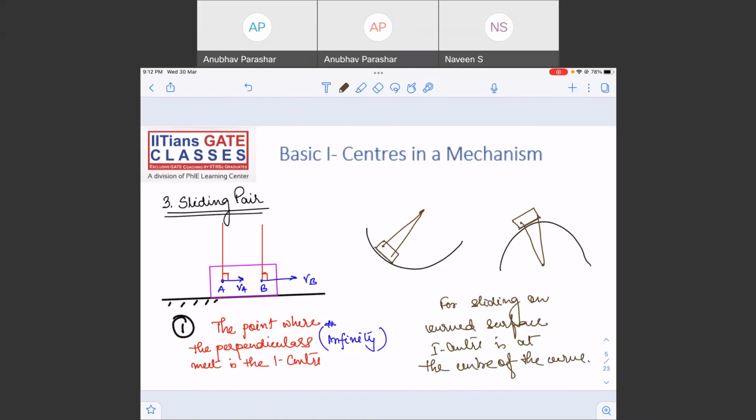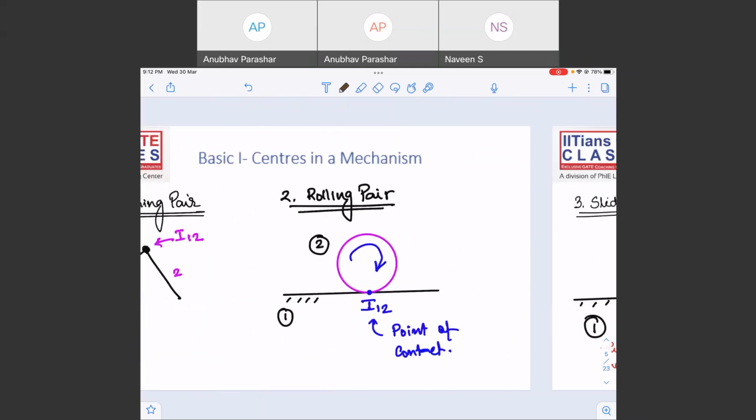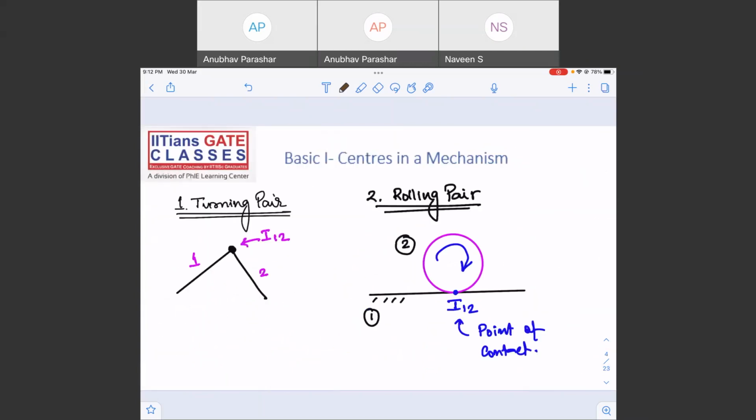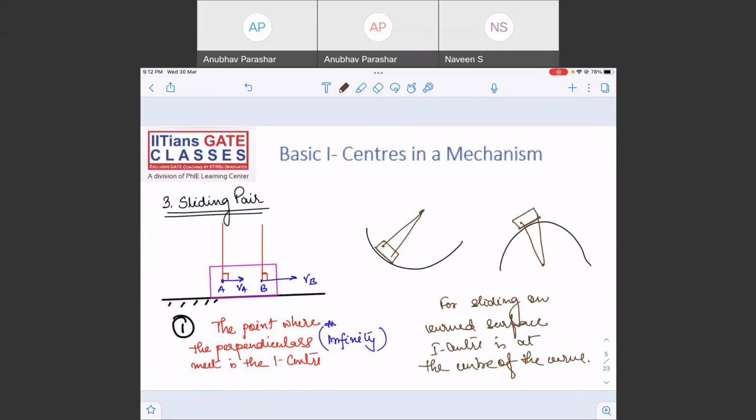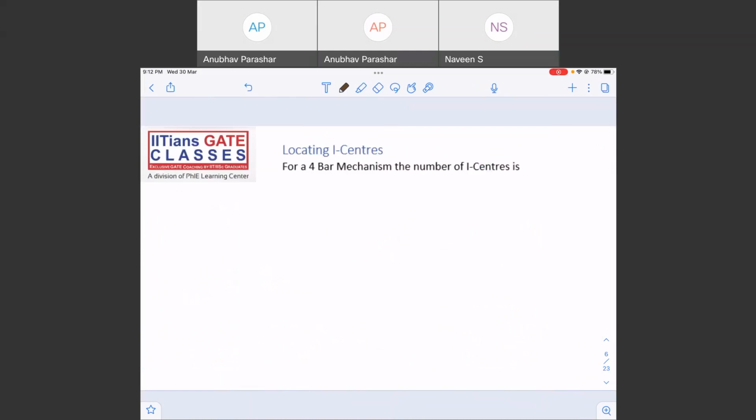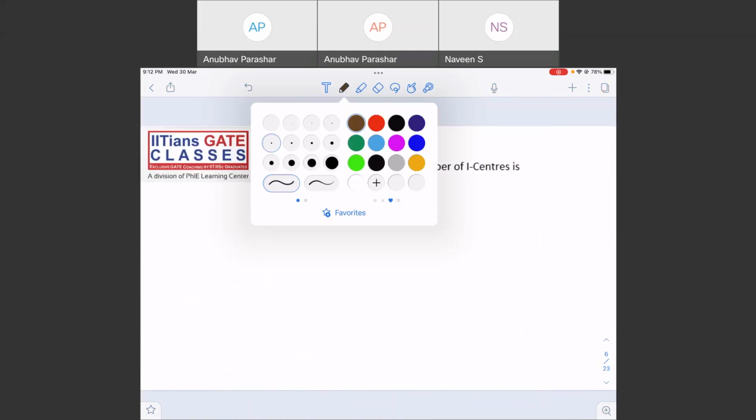So these are the few eye centers that you will have to remember. Very easy actually. The most frequent are the first three. The turning pair, definitely you should know, very simple to remember: it is at the common point. Rolling pair, it is the point of contact. Then sliding pair on a straight surface, the eye center is at infinity. And this way you also have the basic understanding of how exactly to find the eye centers.